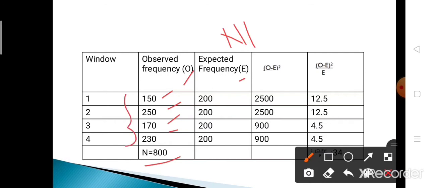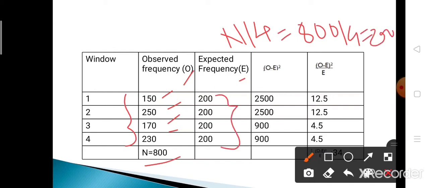Here we are given the 4 teller windows, that is 4 observations, so divided by 4. So N divided by 4, that is 800 divided by 4, that is 200. Okay, so the expected frequencies for all the windows are 200, 200, 200 and 200.